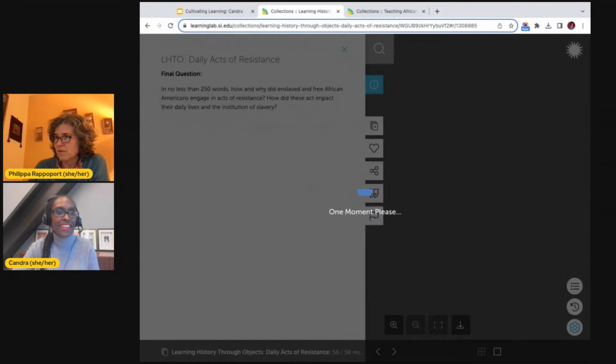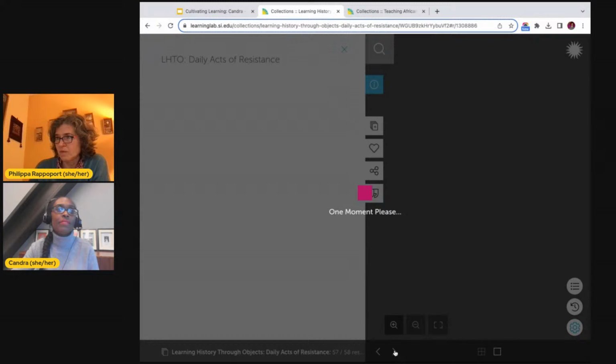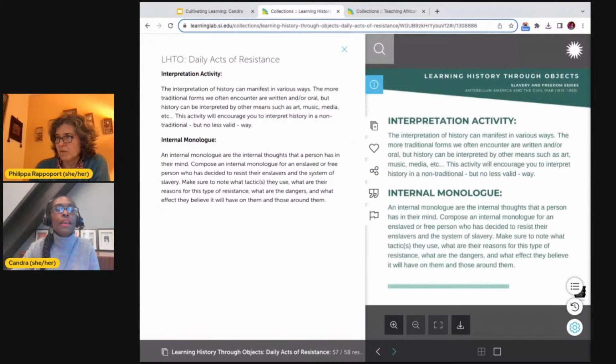So if you click on, yeah, there you go, on tile, that's the final question. So it kind of brings you from the main question through to a final question. And then if you go to the next slide or the next tile there, yep, then you can see a couple of expansion activities that one could do to help further consider this topic.